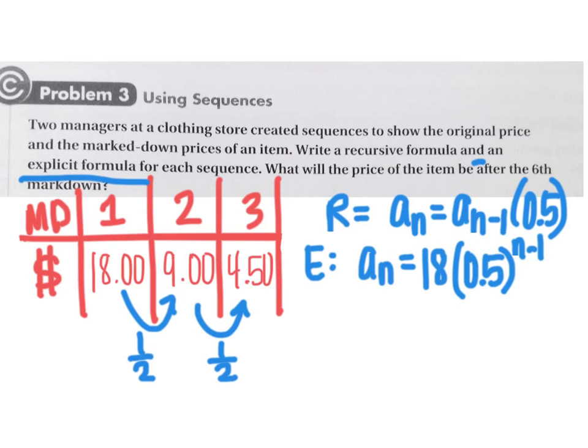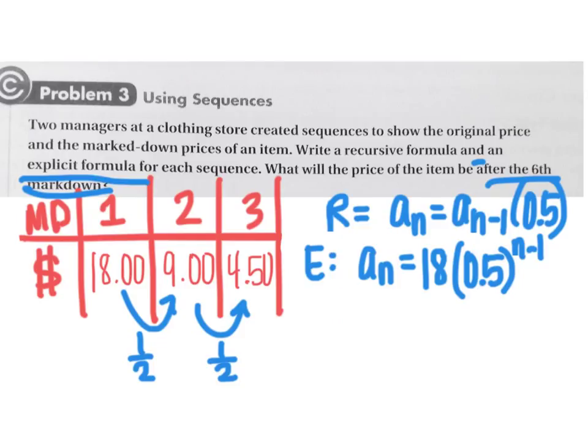And then I need to know what the price of the item will be after the 6th markdown. Now you can do it either way. You can keep going with the recursive formula, which is really what you're doing when I say extend the sequence, and you just keep going and keep finding that you're doing the recursive formula whether you know it or not. Or you can use the explicit formula, and that's the one I'm going to use. So I'm going to go in under this explicit formula right here, and I'm going to plug in 6 because they're asking me for the 6th markdown. I'm going to plug in 6 right there. So that's going to be a sub 6, not n, 6.